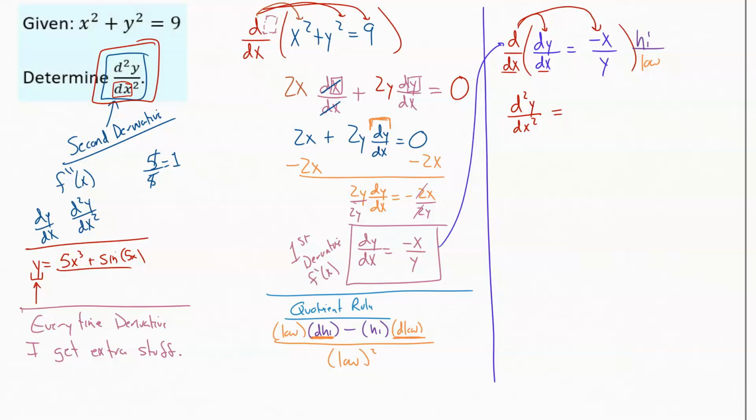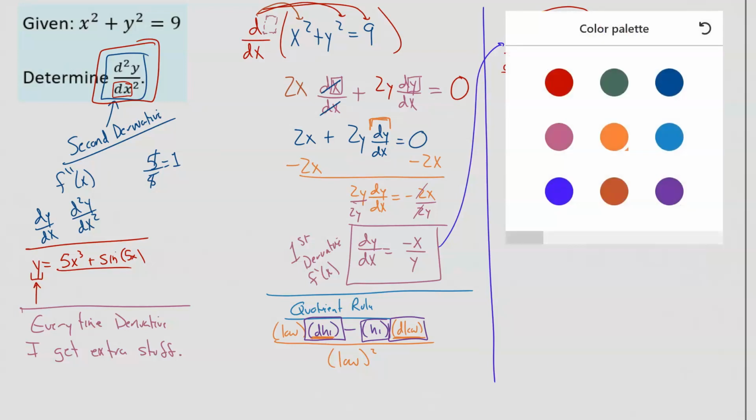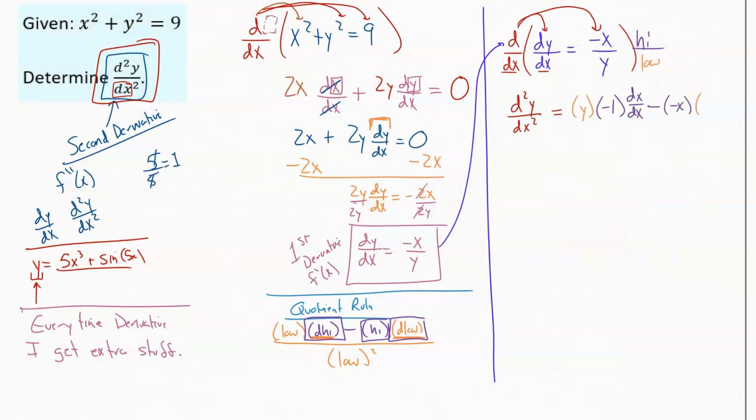It says low, all right, so the low is y. Then it wants d high. The derivative of negative x would be negative 1. I took the derivative of an x, so I get a dx. Every time we take a derivative, we get extra stuff. So then we're going to get minus from our rule, then go grab the high piece, which is negative x, and now multiply it by the derivative of the low, the d low. So the derivative of y would be 1. Took the derivative of a y, so you get dy dx. And then all of that is over the low squared. So all over y squared.